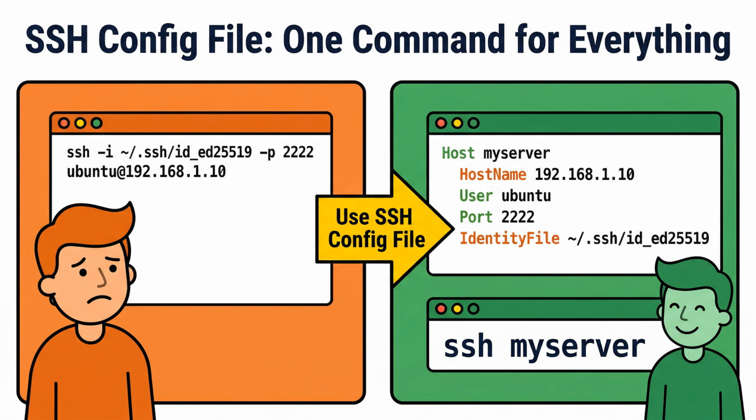Here's a little-known SSH feature that will genuinely change your workflow, the SSH config file. Imagine connecting to 5 different servers, each with different usernames, ports, and key files. Typing all that every time is painful. Instead, you create a file at ~/.ssh/config. Inside, you define blocks like Host myserver, HostName 192.168.1.10, User ubuntu, Port 2222, IdentityFile ~/.ssh/id_ed25519.